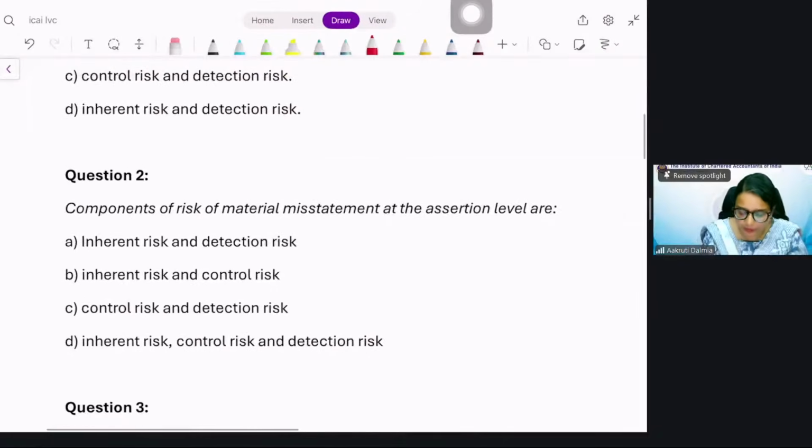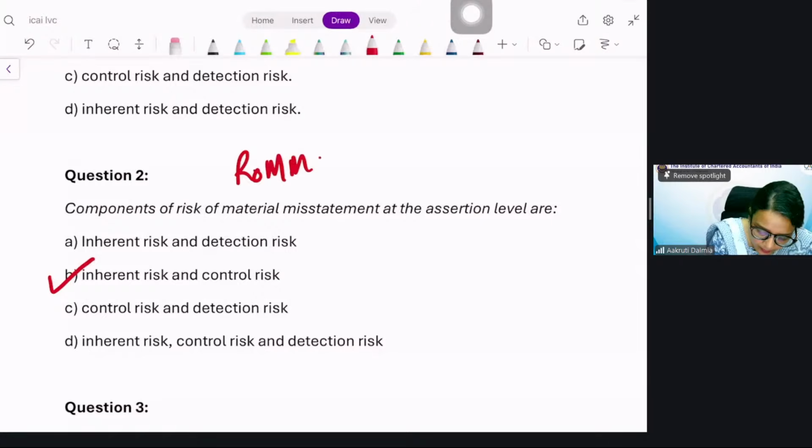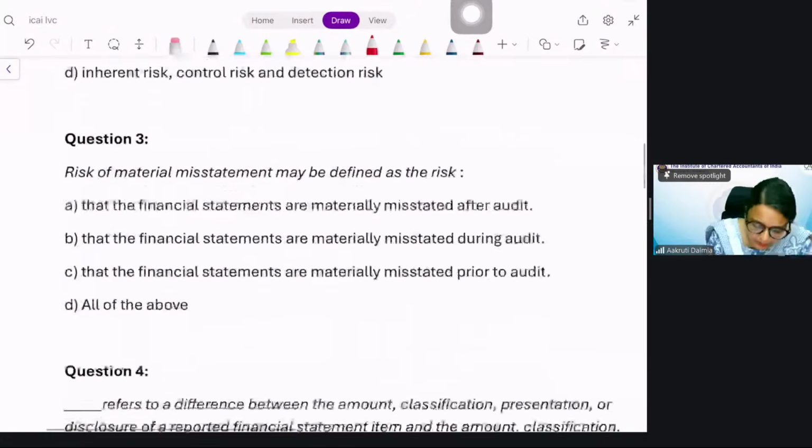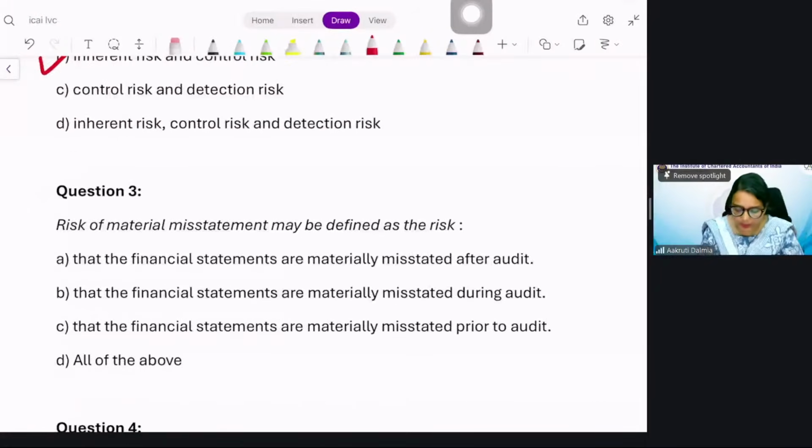Components of risk of material misstatement at assertion level are B. Inherent risk and control risk. ROMM equals IR and CR. Okay. Next. Risk of material misstatement may be defined as that the financial statements are materially misstated after audit, that the financial statements are materially misstated during audit, that the financial statements are materially misstated even prior to the audit, or all of the above.